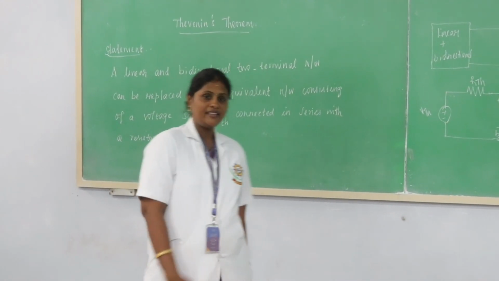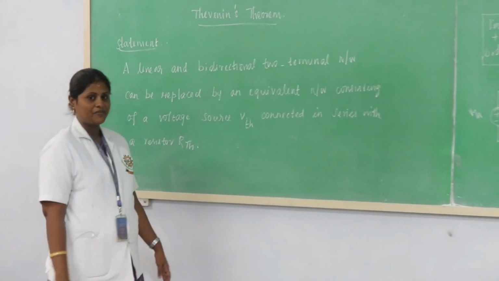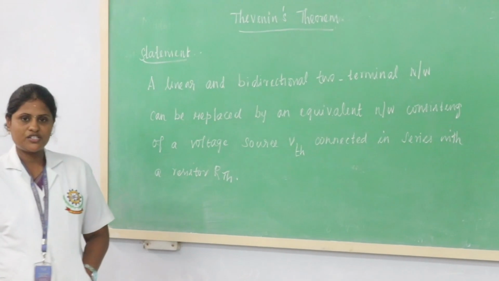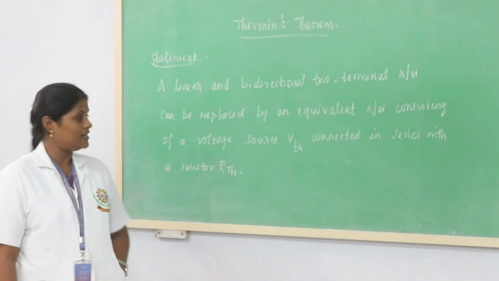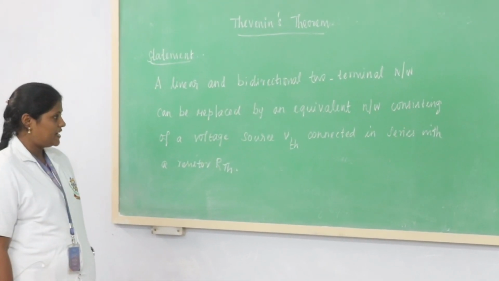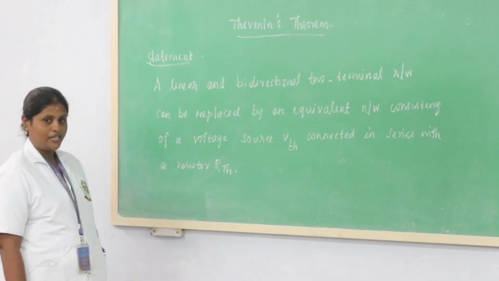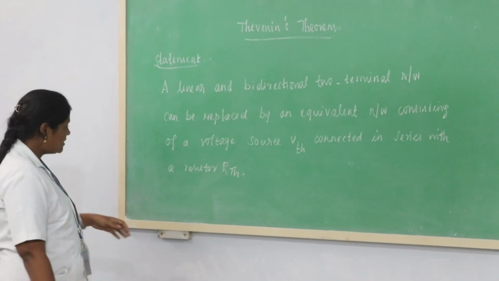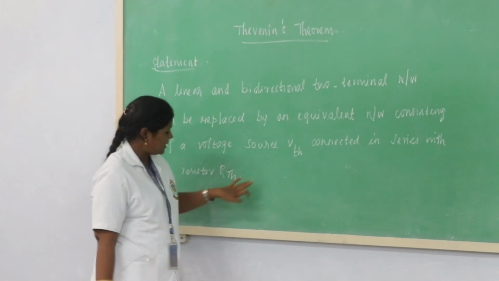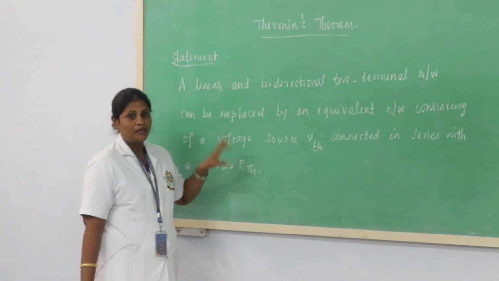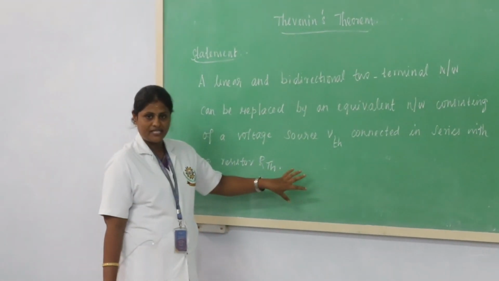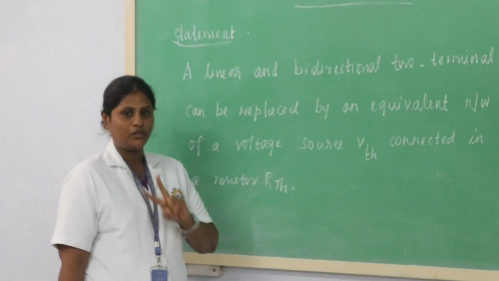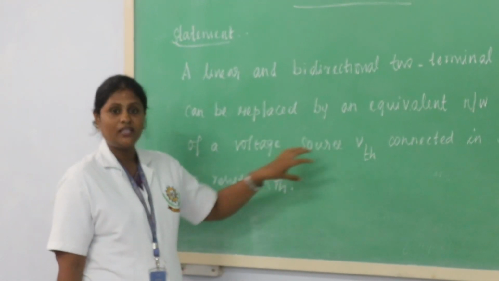First, we will see the statement of Thevenin's theorem. Any linear and bidirectional network which has two terminals can be replaced by an equivalent network consisting of a voltage source VTH connected in series with a resistance RTH. This VTH is the Thevenin voltage and this RTH is the Thevenin resistance. While replacing the fixed element, we draw one equivalent circuit consisting of two elements, VTH in series with RTH.